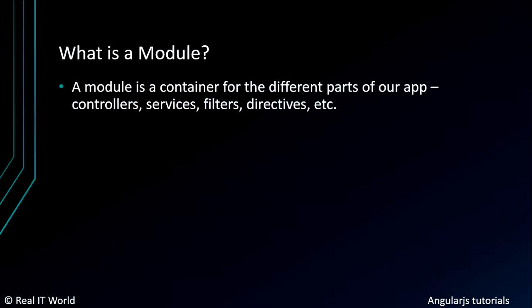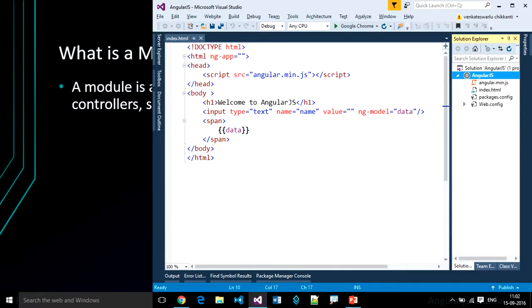A module is a logical container for the different parts of our application like controllers, services, filters, directives. So an Angular module is a logical container for the different parts of our application like Angular controllers, Angular services, Angular filters, Angular directives. First we need to create a module, then on top of that module we are going to build controllers, services, filters, directives, etc. Okay, let's see how to create a module in AngularJS.